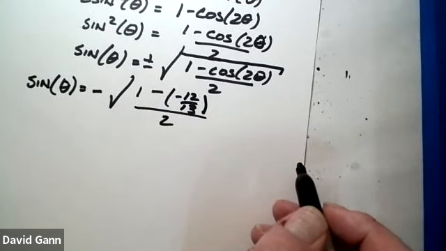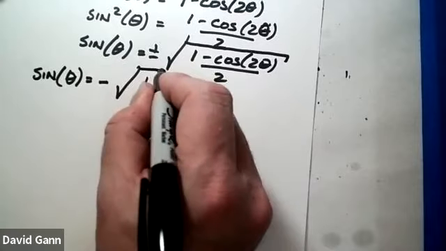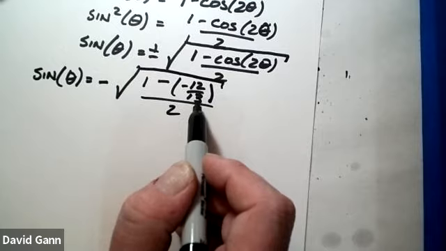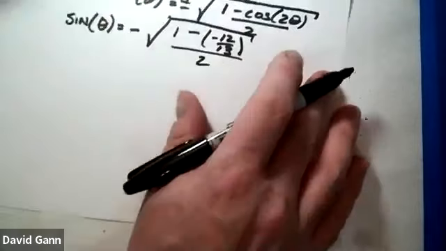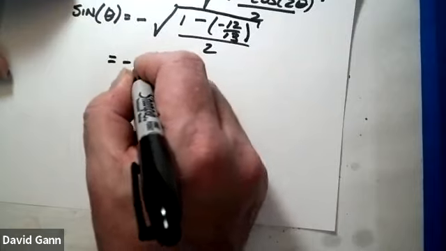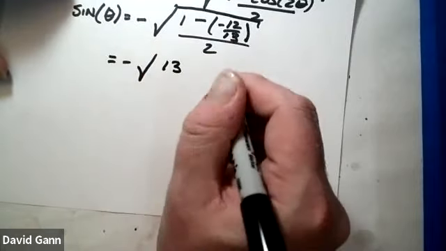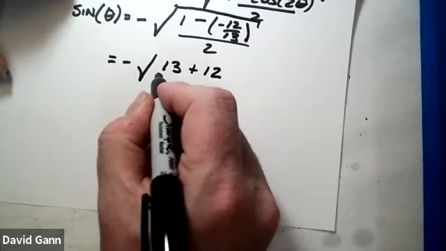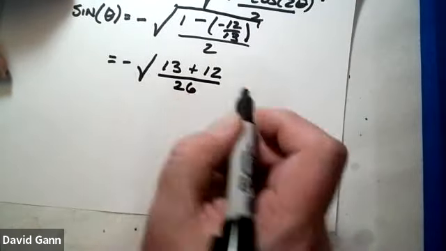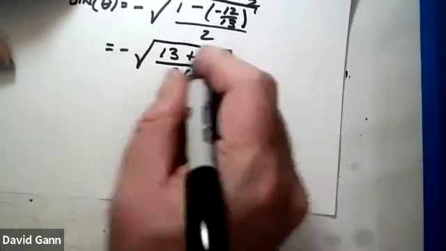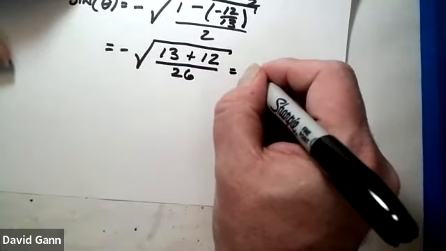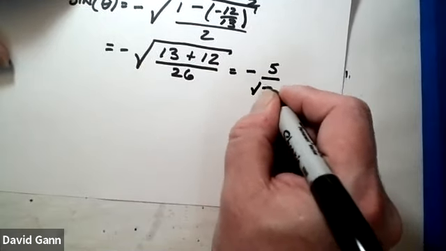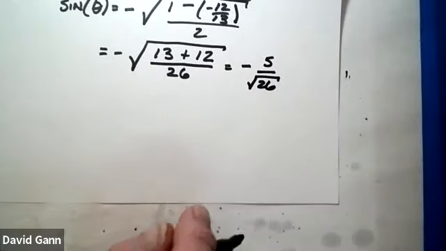So simplifying this complex fraction, I'm just going to multiply everything by 13. And what I end up with here is minus square root of 13 plus 12 all over 26, which is going to be equal to negative 5 over square root of 26. There's a little bit of simplification.